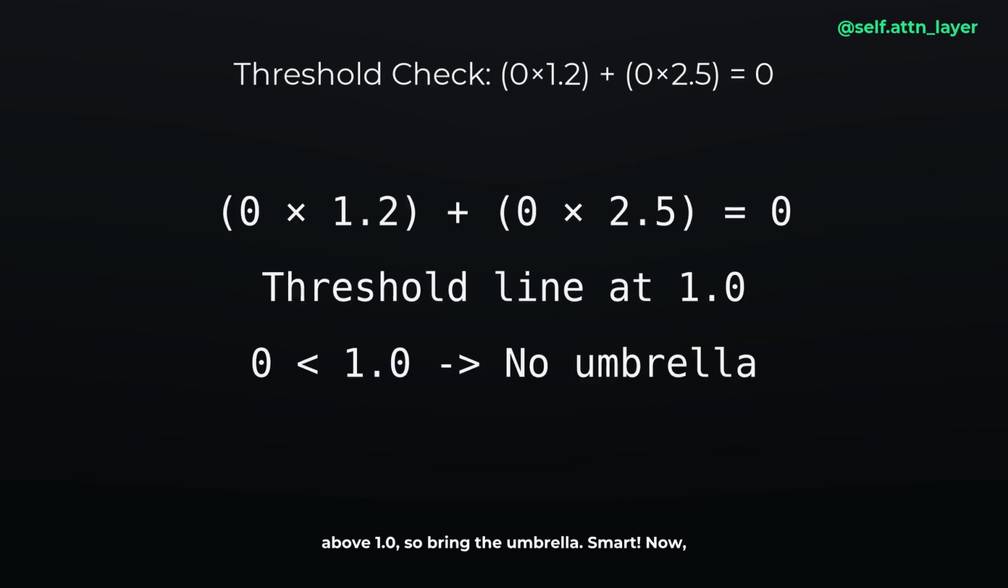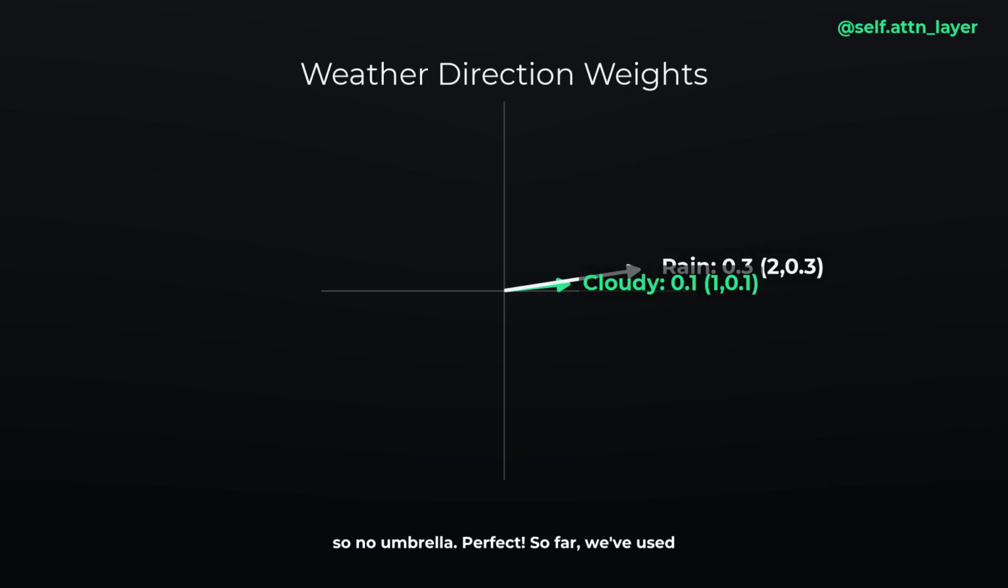Smart. Now, what if it's clear skies and no rain? The sum is (0 times 1.2) plus (0 times 2.5) is equal to 0. That's way below 1.0, so no umbrella. Perfect. So far, we've used made-up weights. But how does a perceptron learn the right weights on its own?